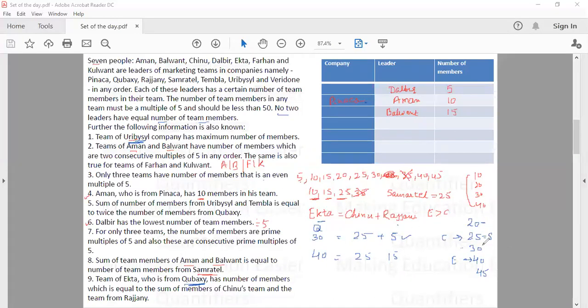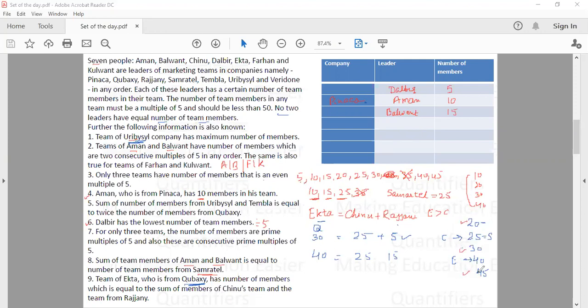Now we are left with 20, 30 and 45, and out of these three places, in two places I have to arrange Farhan and Kulwant, because 5 members are already arranged. Dalbir, Aman, Balwant, Chinu and Ekta are already arranged. The only leftover members are Farhan and Kulwant, and I have to arrange these two people at these three places. So they can have members in their teams 20, 30 or 45, right?